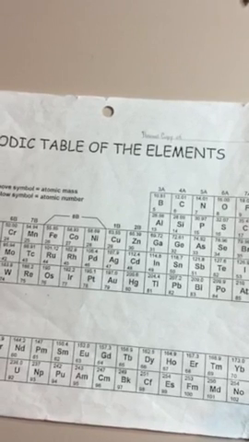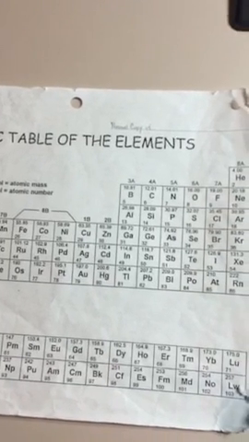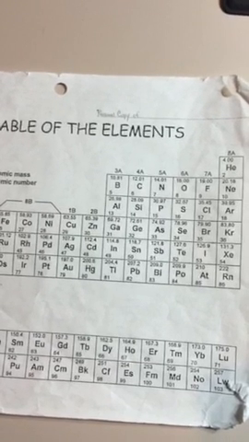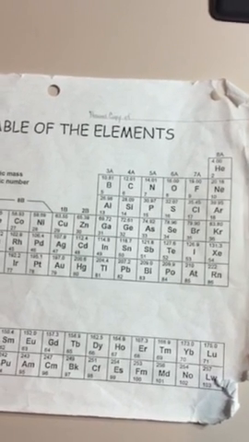There are only 90 naturally occurring elements, and those are the ones that we mostly want to focus on. We don't usually go into the other ones that have been laboratory made in high school chemistry.